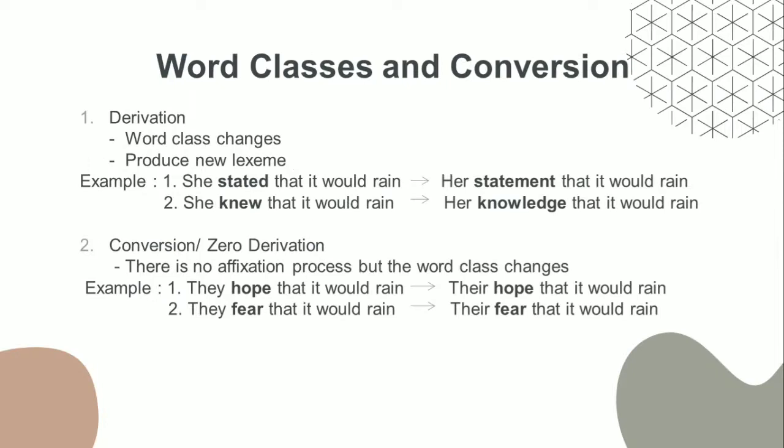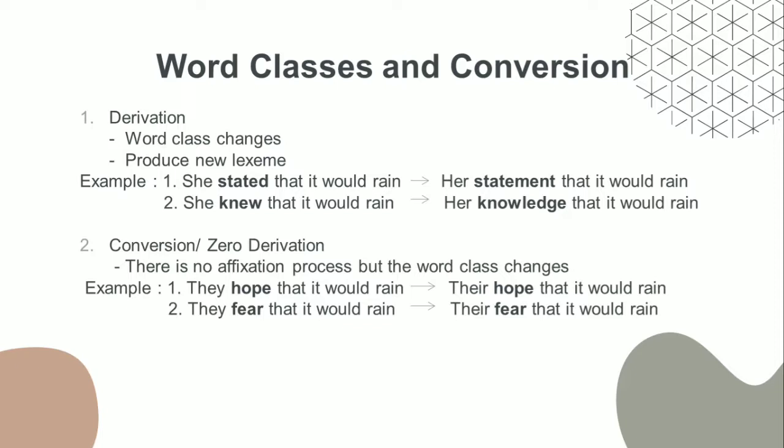Word classes and conversion. The first, derivation. 1. Word class change. 2. Produce new lexeme. Example: 1. She stated that it would rain. 2. Her statement that it would rain. 1. She knew that it would rain. 2. Her knowledge that it would rain.